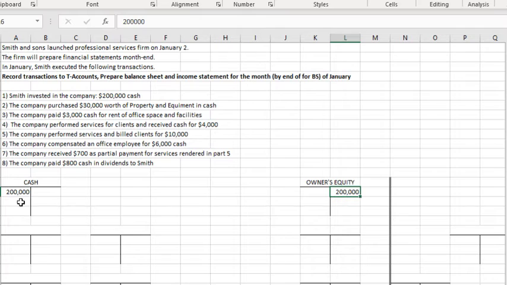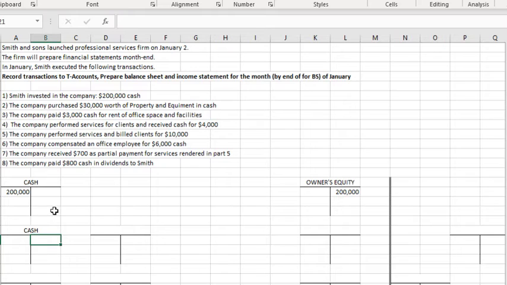So as I mentioned in the introductory video, assets are going to be equal to liabilities plus equity, and the debit balances, which is cash in this case, are going to be equal to the credit balances, which is under equity, $200,000. Let's look at a case where a company purchases $30,000 worth of property and equipment in cash.